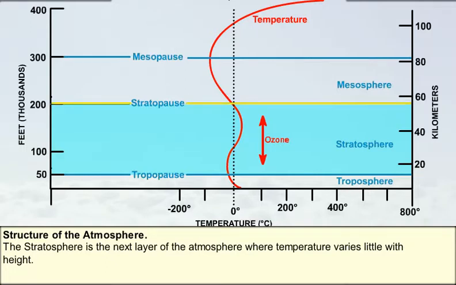This is usually found at about 50 kilometers above the surface of the Earth. The temperature of the stratosphere can rise a little in the upper levels due to the presence of ozone gas. But further explanation on this is outside the scope of the learning requirements.